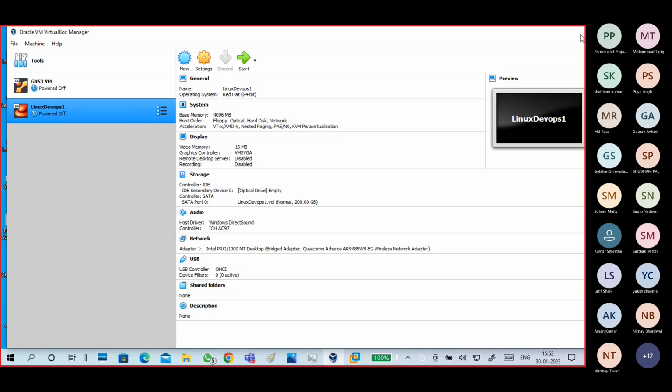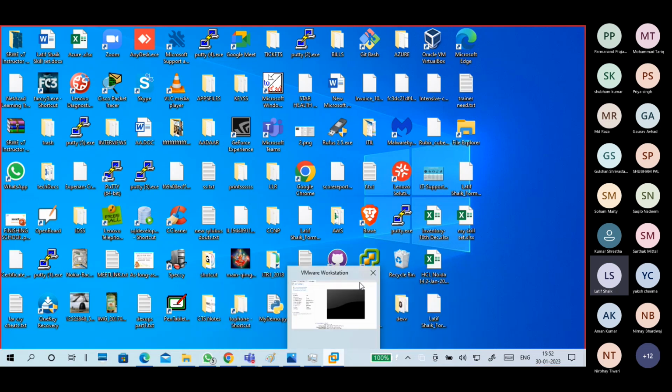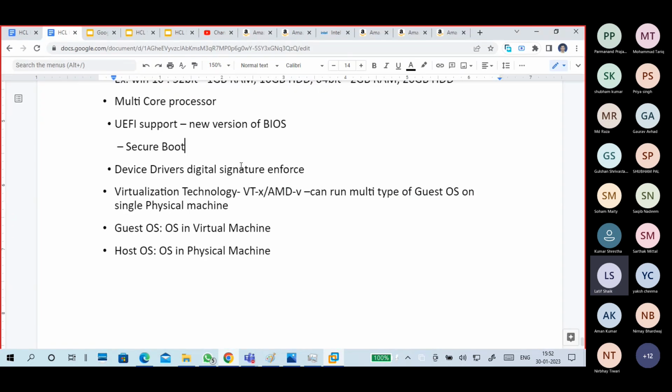Okay, so there are a lot of facilities. This is just to show how it is possible, because mine is 64-bit and I have a virtualization technology in the CPU.